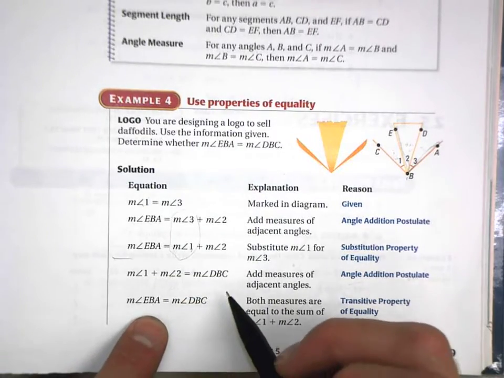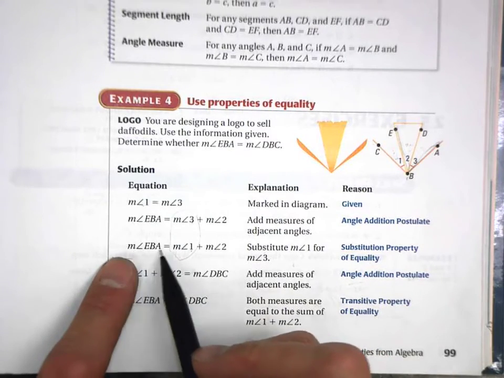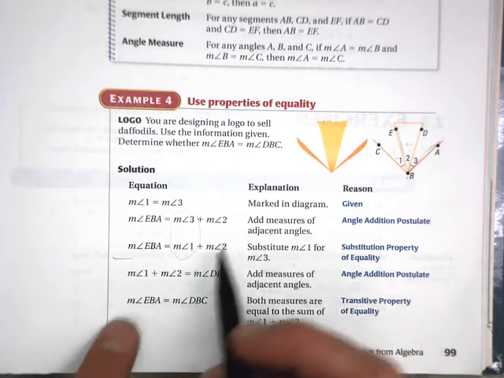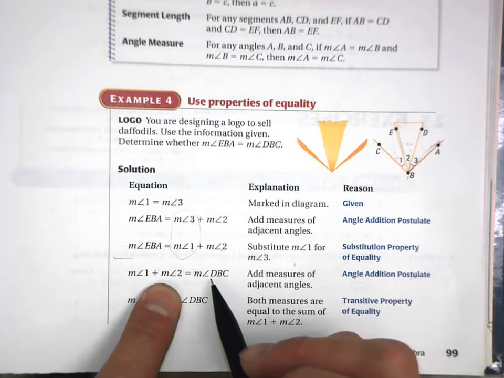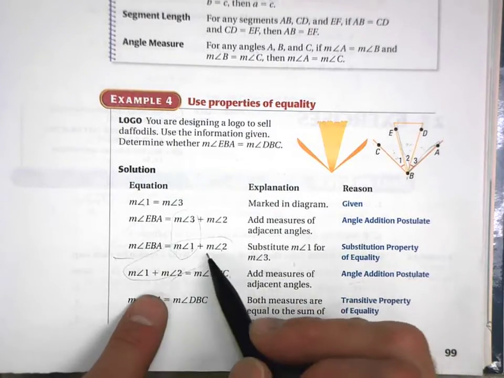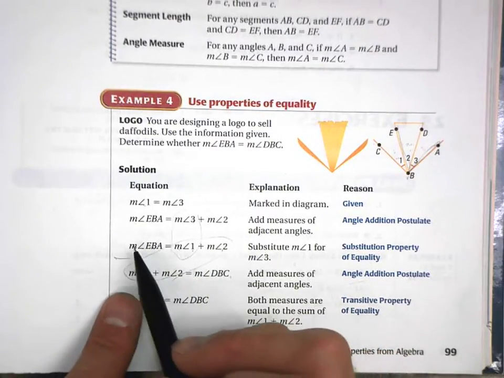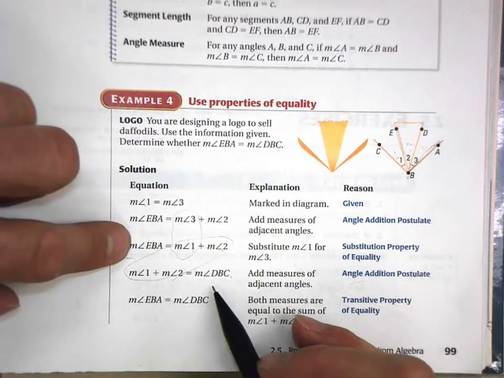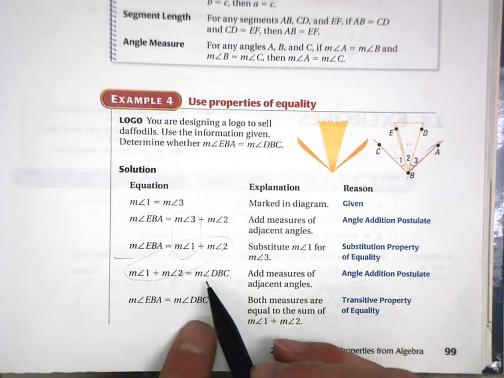And now, since we have said that the measure of angle EAB equals the measure of angle 1 plus the measure of angle 2, and we've also said that the measure of angle 1 and the measure of angle 2 equals the measure of angle DBC. You see here how these are the same, so I can transit from 1 through the second, this is my start, through this middle one to the end. So therefore I can say that the measure of angle EAB equals the measure of angle DBC.